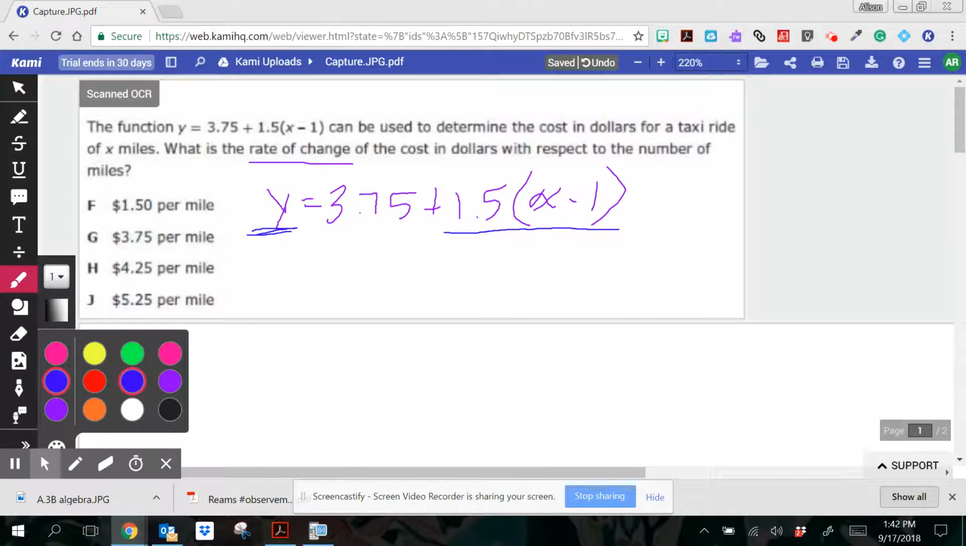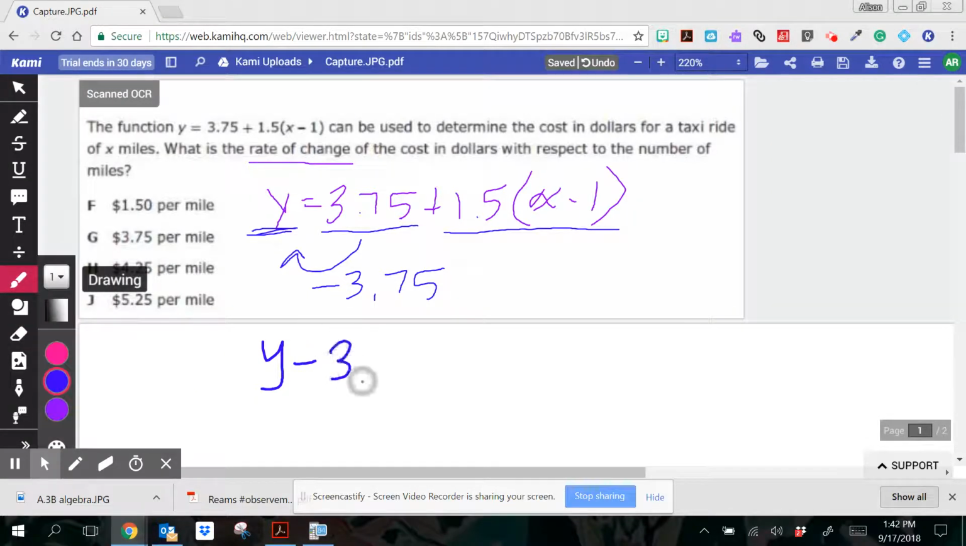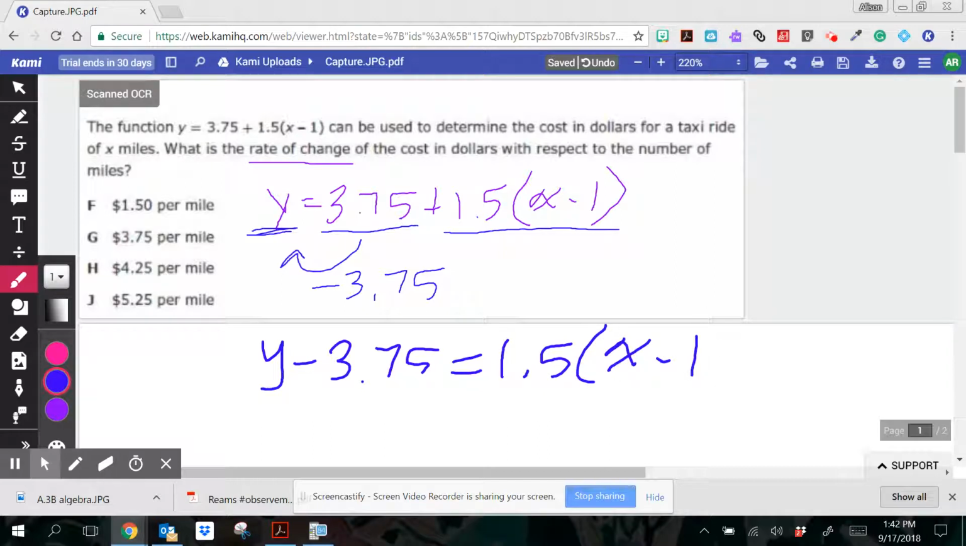If we wanted it to look like point-slope form, we could take this 3.75 and move it over to the other side with y. What that would look like is we do the inverse operation. The opposite of a positive 3.75 is we could subtract 3.75 from both sides, and my equation would then look like this. Whoops, not equals. y minus 3.75 would be then left equal to 1.5 times x minus 1. Now guys, this looks exactly like point-slope form.